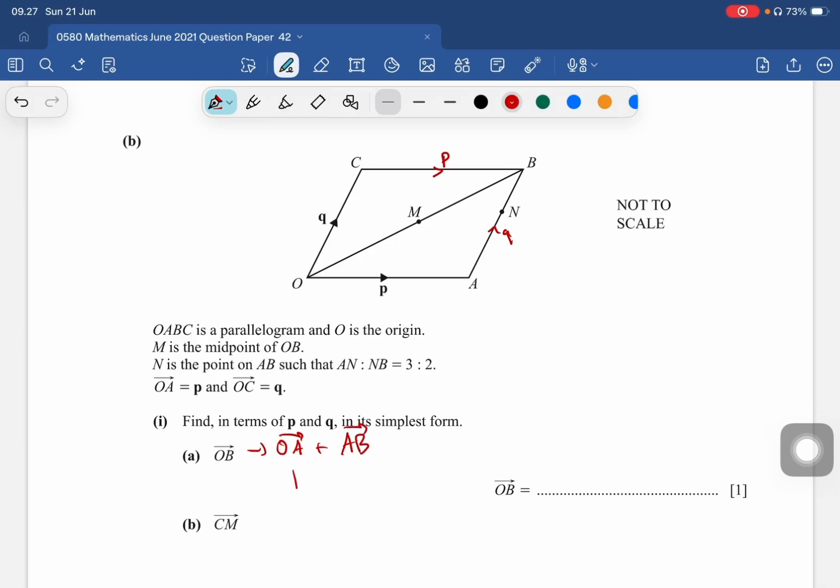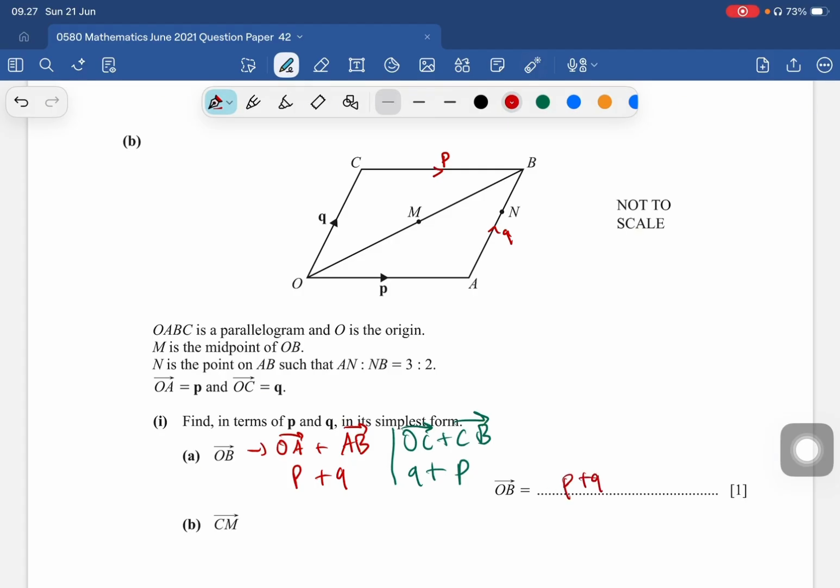So first, we got p plus q. Another way, we can use O to C plus C to B. So we got q plus p. So yeah, they are both equal. So OB equal to p plus q.